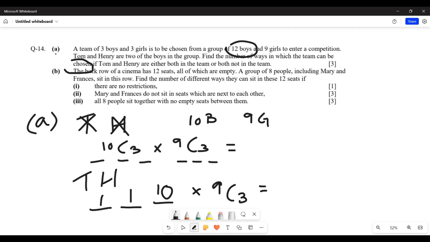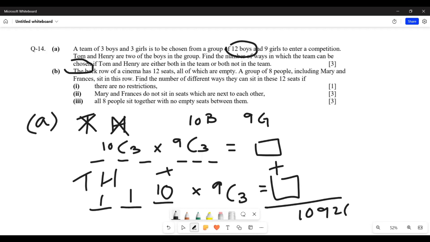So find what this is. 10C1, 9C3, and then plus 10C3 and 9C3. The answer should come out to be the sum of both of these results. So that comes out to be 10920. I'm going to make space for part B now.